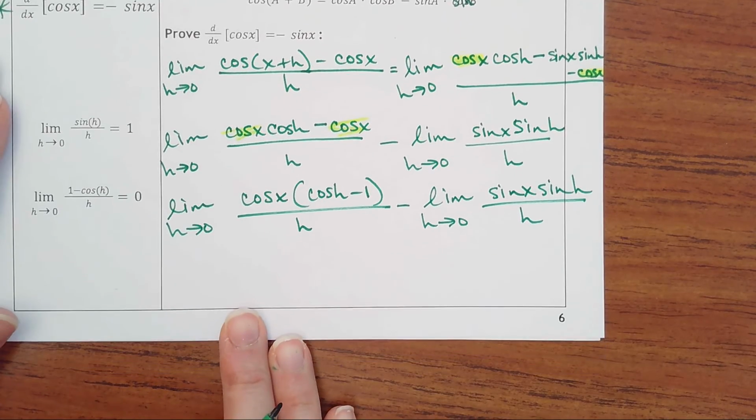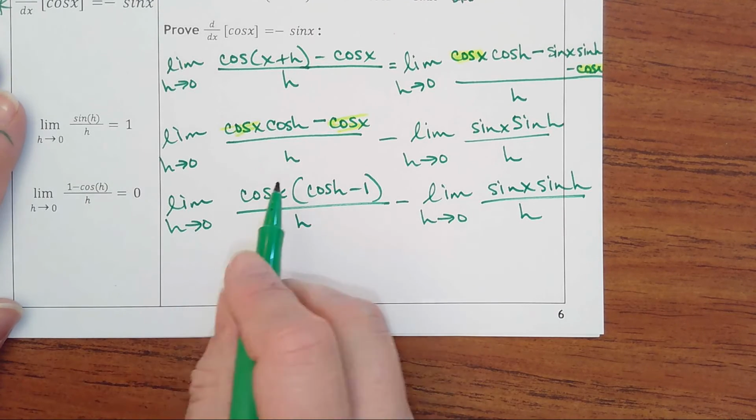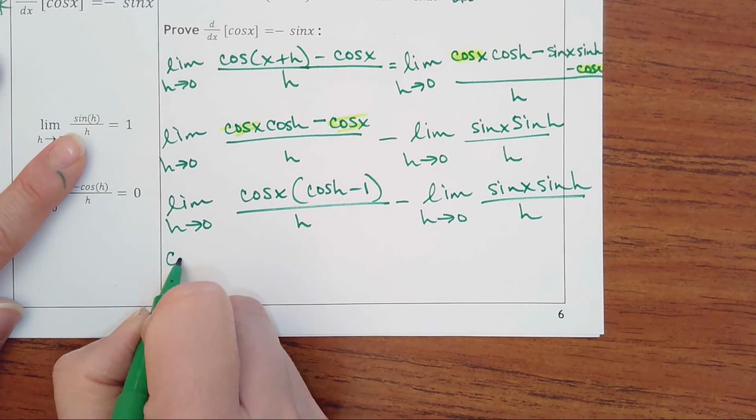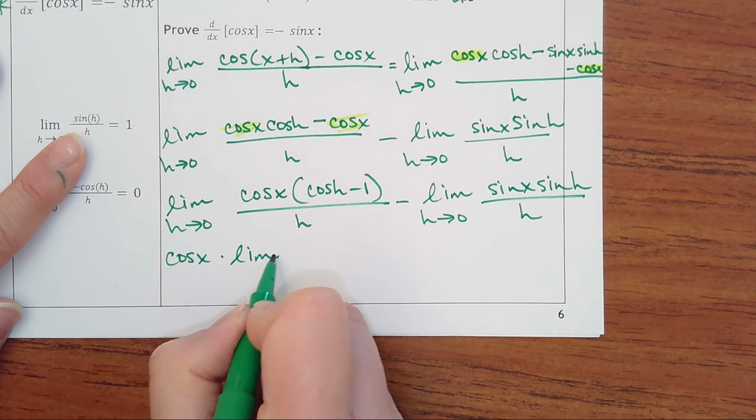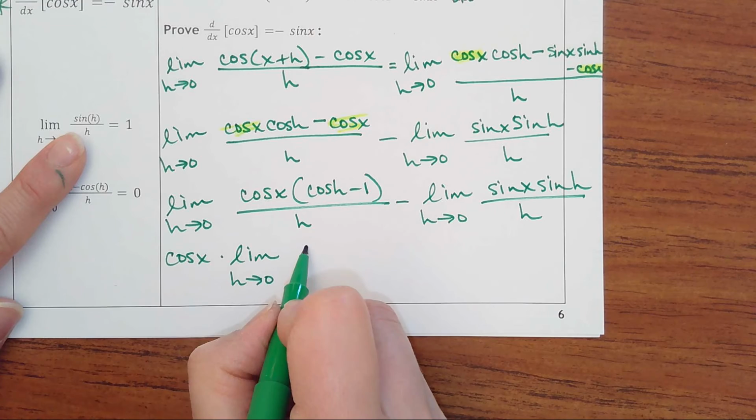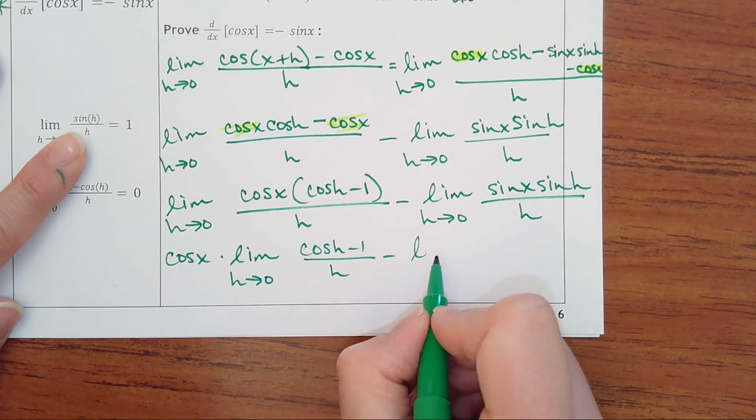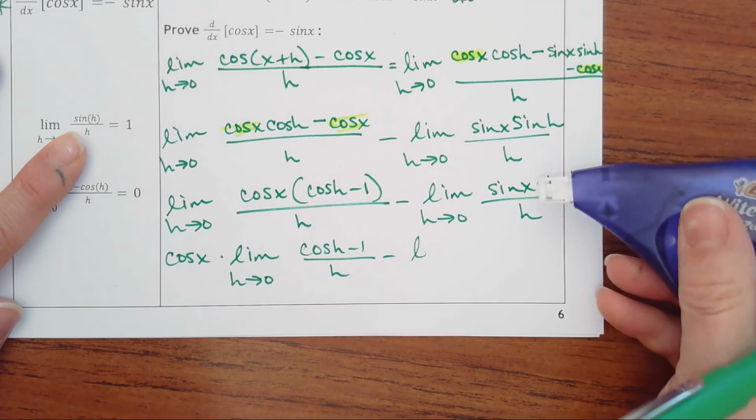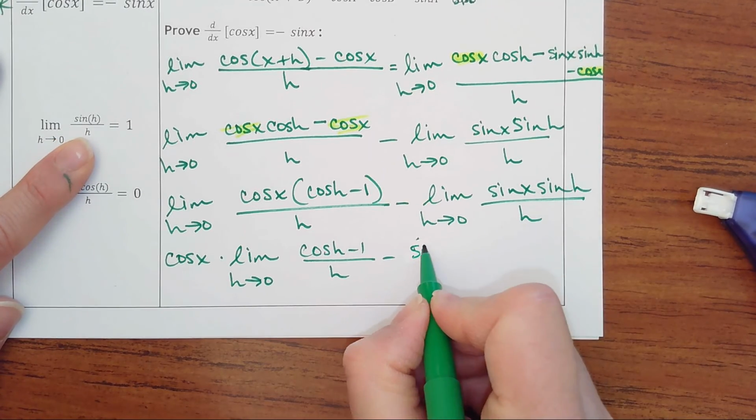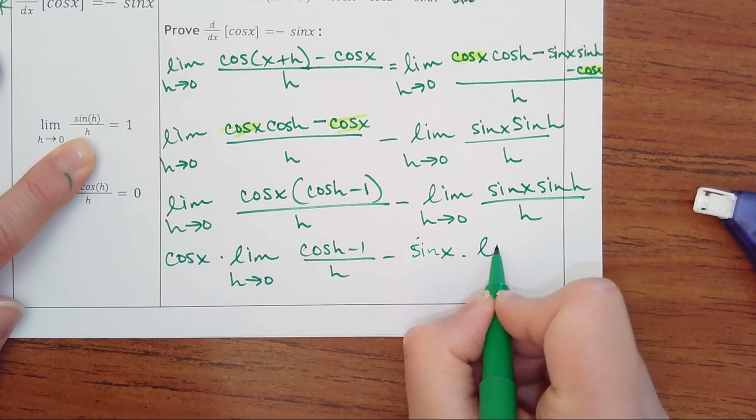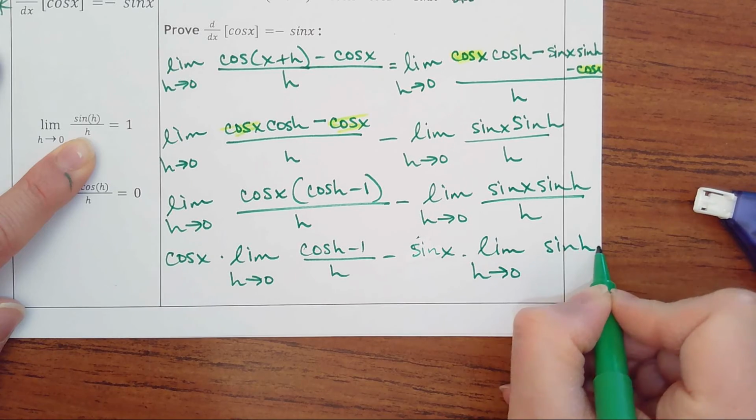Okay, and again, I only care about the pieces with h. The x terms can come out on the outside to get multiplied, like treat them like a constant. So it'll be cosine of x times the limit as h goes to 0 of cosine of h minus 1 over h minus, minus sine of x can come out in front, times the limit as h goes to 0 of sine of h over h.